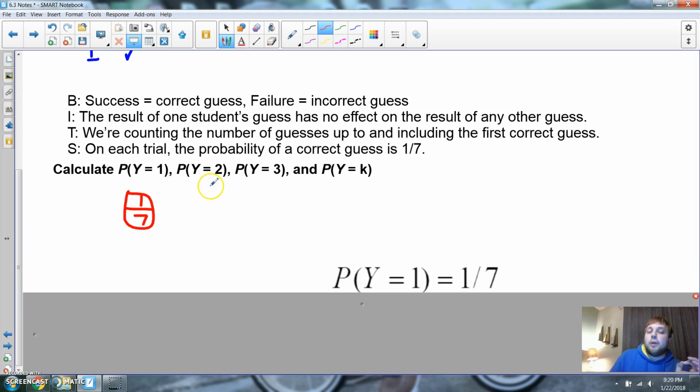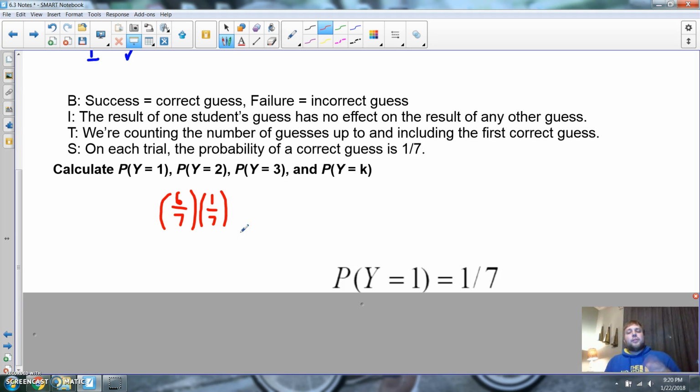What's the probability of guessing it right the second time? So that means, I want you to understand, I have to fail first, which a failure would be 6 out of 7. I have 6 out of 7 ways to fail. So I have to fail, that's 1 failure, and then I need to get it right on the second time. So I need to have a success the second time. So I would literally just multiply those two.